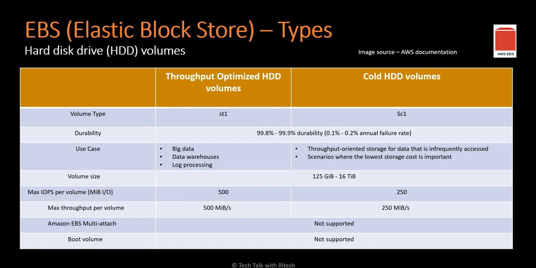The other option is HDD, where we have two volume types available, ST1 and SC1, the throughput optimized and the cold HDD. We can see the difference here. Use cases for ST1 will be big data warehouses and log processing, because it is throughput optimized and the hard disk drive cost is lower than SSD, so it is suitable for big data warehousing and log processing. And cold HDD is throughput oriented storage for data that is infrequently accessed, for scenarios where the lowest storage cost is important, etc.